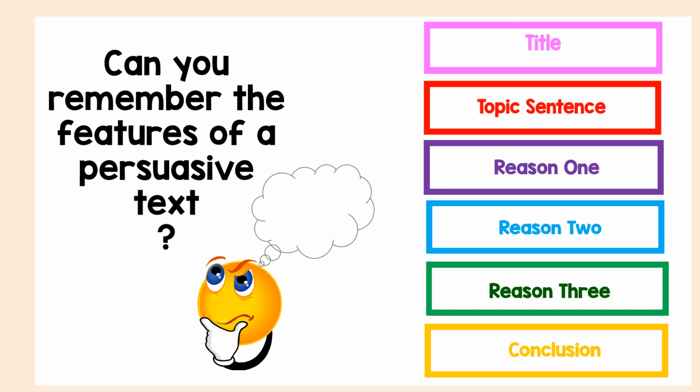Then, because we want to persuade or convince our reader to think the way we do, we're going to give them at least 3 reasons to back up our opinion. And then our final part is a conclusion. Here we're going to restate our opinion just to really reinforce to the reader what we want them to think or to do.